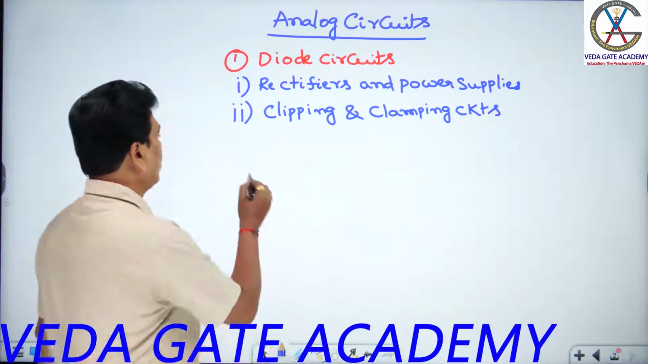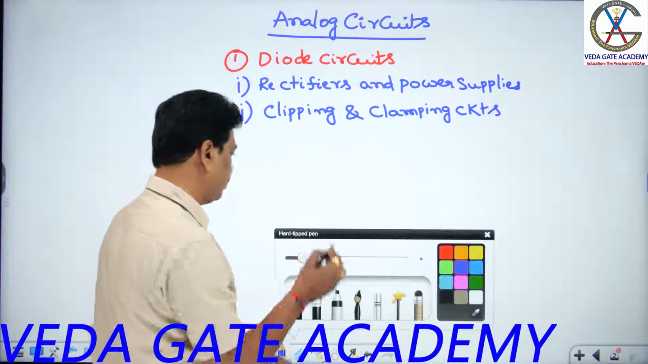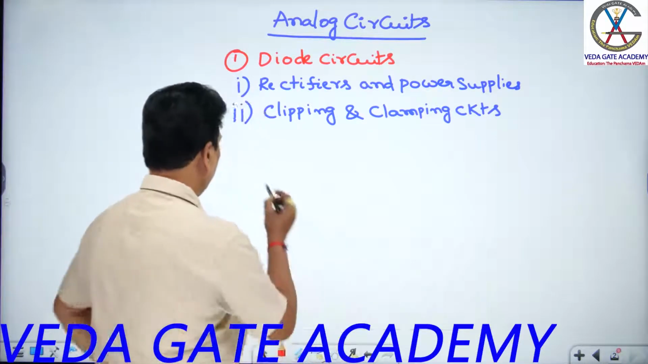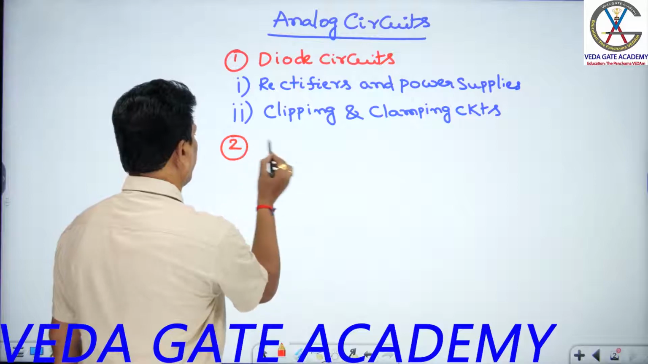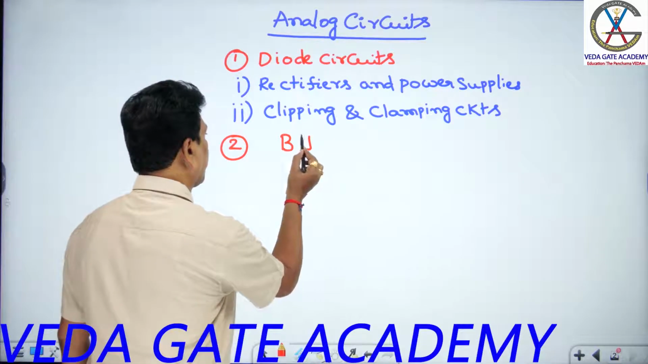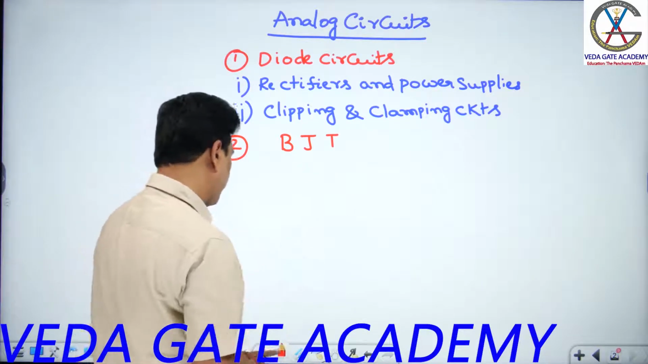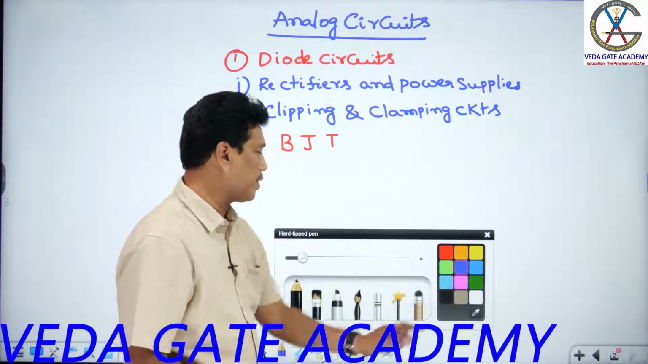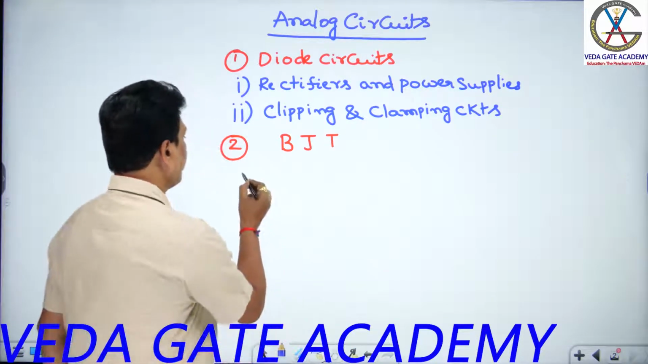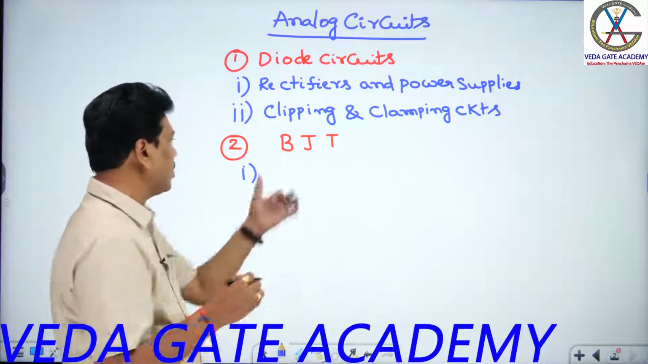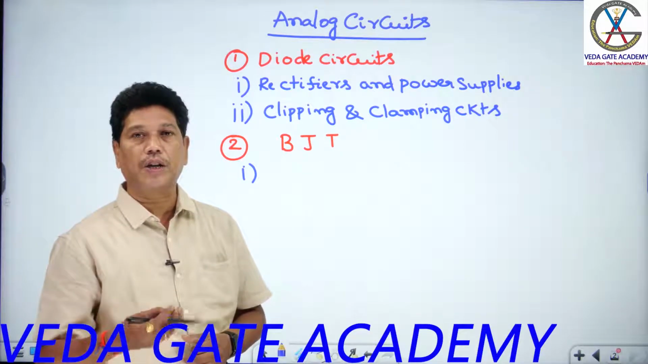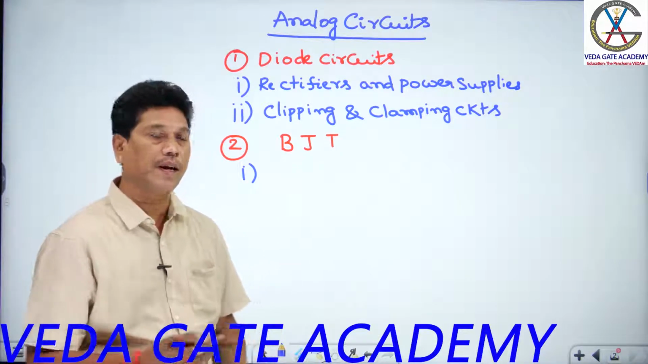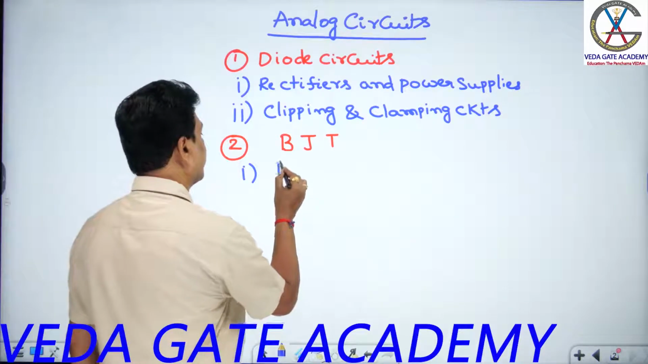Next, come to the BJT part, students. The second one is BJT related, bipolar junction transistor. Under this, what can we examine, students? BJT concepts you can discuss first. Next, under this BJT concept, you can examine the biasing techniques.